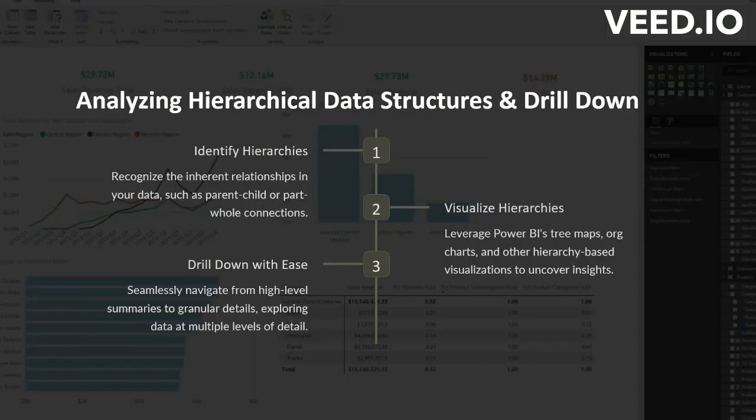Let's jump towards our first topic, which is analyzing hierarchical data structures. First, we identify the structures; we need to recognize the parent, child, or part-whole connections within your data to understand the hierarchical structure. Secondly, we visualize those hierarchies, meaning we utilize Power BI's different tree maps and charts and other hierarchy-based visualizations to reveal the insights in an effective manner. And finally, we drill down those visualizations with ease, transitioning effortlessly from higher level summaries to granular details, exploring data at various levels of depth for comprehensive analysis.